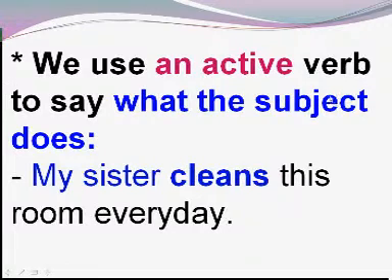Okay, so we use an active verb to say what the subject does. This is very important. This is about the meaning of active and passive. We usually use an active verb to say what the subject, or the doer of the sentence, does. Like, for example, my sister cleans this room every day. So here the focus is on the subject. I would like to say what my sister does. My sister cleans this room every day.